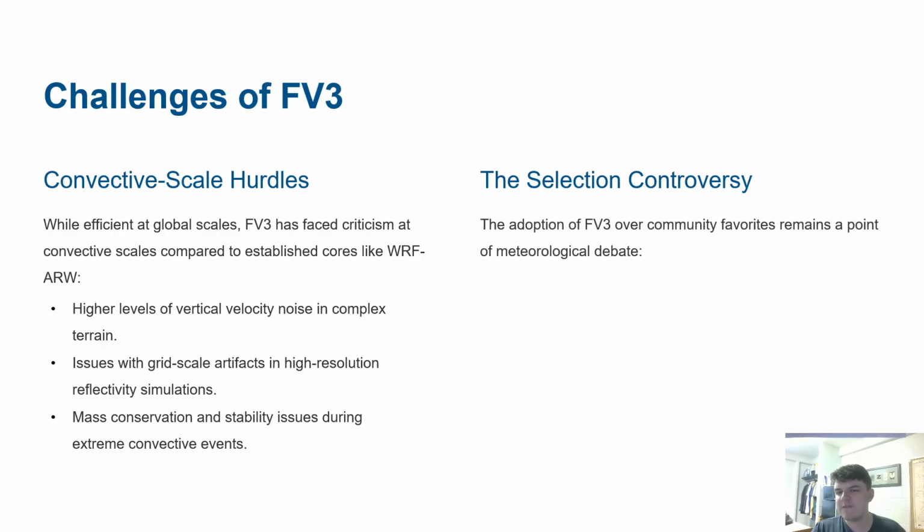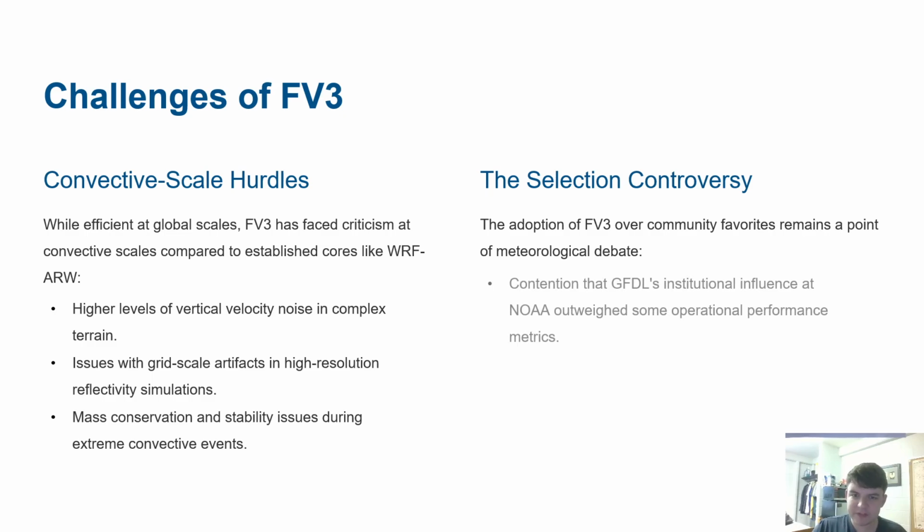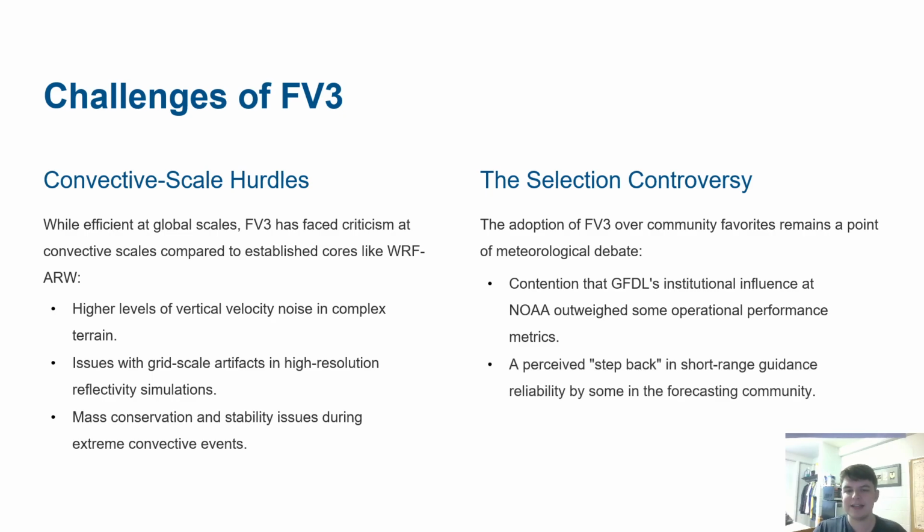The other thing is the controversy for selection. The adoption of the FV3 over community favorites is definitely a point of contention. Now, GFDL's institutional influence at NOAA seems to have outweighed some objective performance metrics, including their very sensible claim that the computing performance is worth it. There are a lot of reasons that the FV3 ended up being good, developed by GFDL, and it looks like they definitely had a say in the reason that this went. And obviously, being the party that developed a dynamical core, you'd want to see it in use. So that is not surprising.